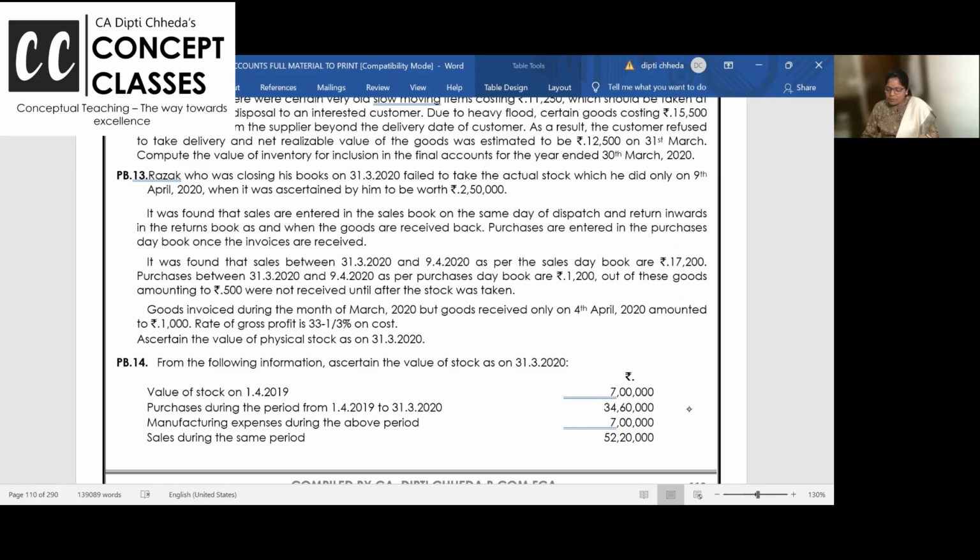But now they were in the godown, right? So these were invoiced during March, but the stock was not there that day, it shouldn't have been. So these purchases which you have received on 4th of April, they are a part of 9th of April, but here it will be minus. And the rate of GP is again 33%. See, you are going to use this equation in consignment, joint venture, so many chapters.